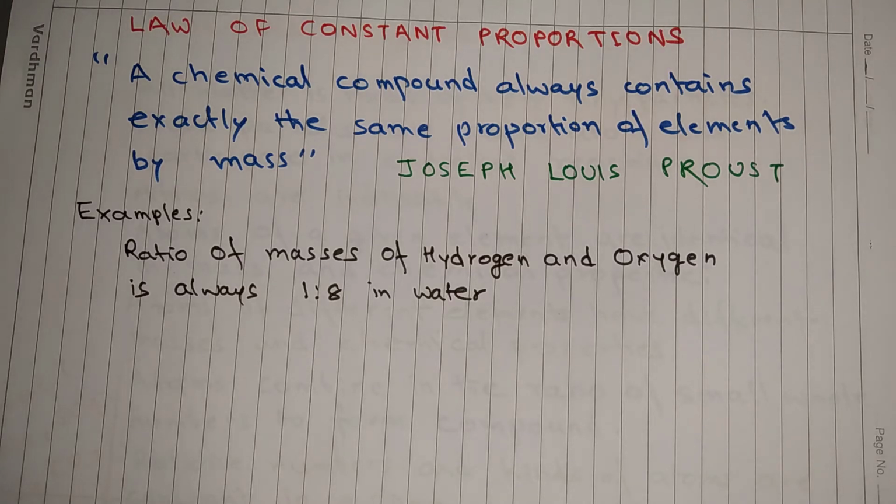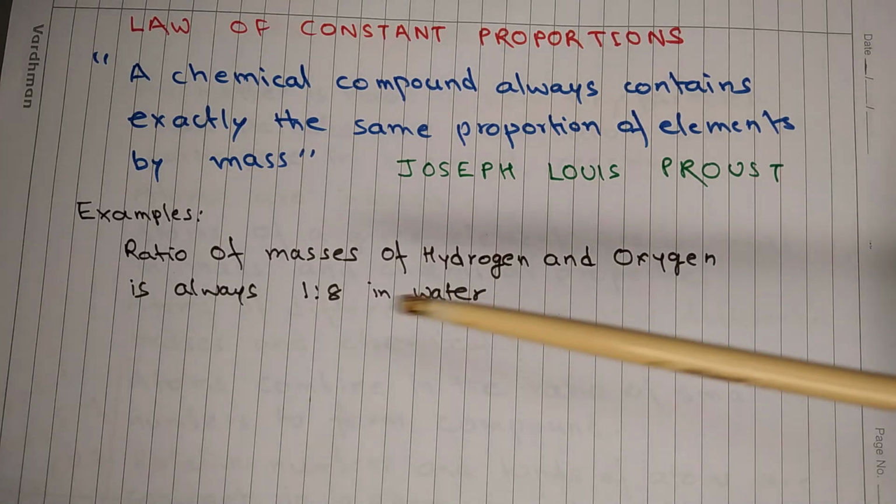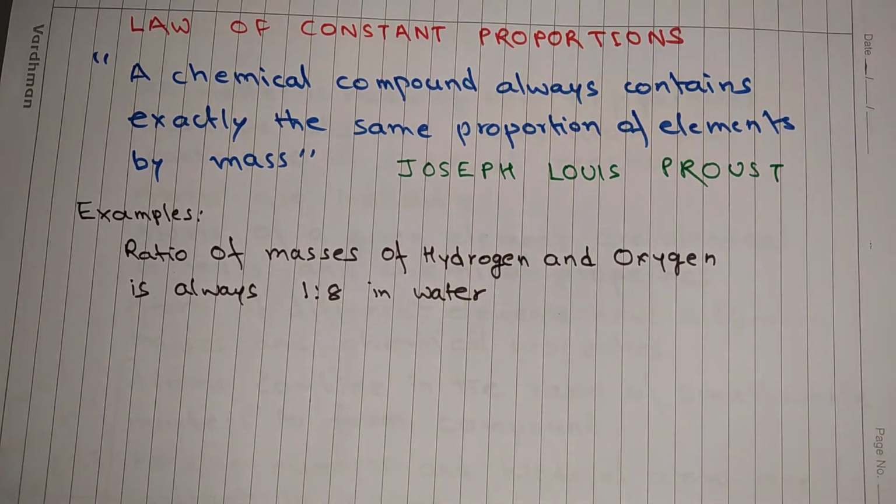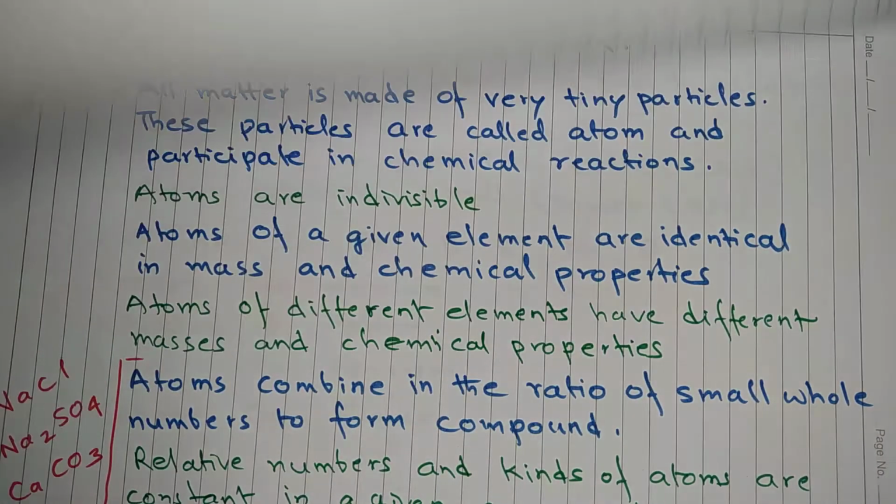So let us take the example of water. Water is composed of hydrogen and oxygen, and the formula is H2O. So the molecule of water always contains hydrogen and oxygen in the ratio of 1 to 8, no matter what the source of water is, whether you take water from ocean or from river, or it's tap water or bottled water, whatever. So this shows the validity of the law of constant proportion.